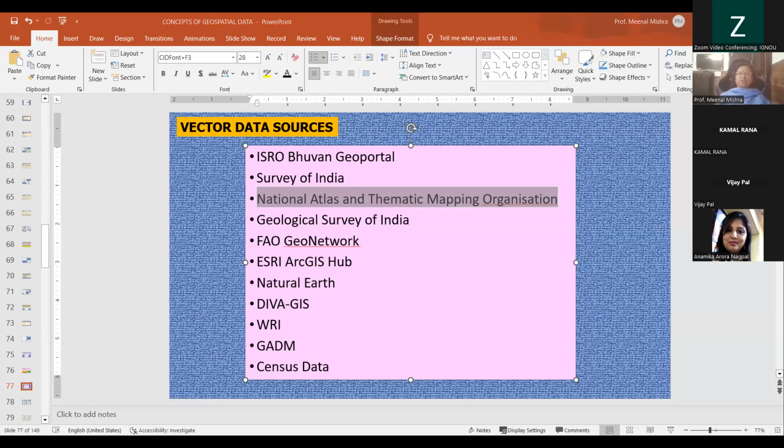It publishes atlases at many scales, smaller scales. NATMO is the only agency in the country which caters to the requirement of thematic maps and atlases in different sectors. And it is one of the largest repositories of spatial and non-spatial data, and the data is available with great accuracy. Okay, next.